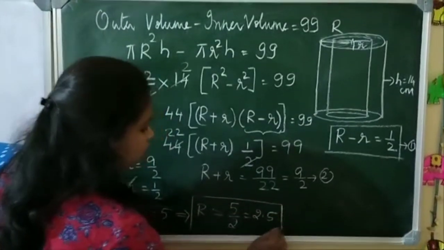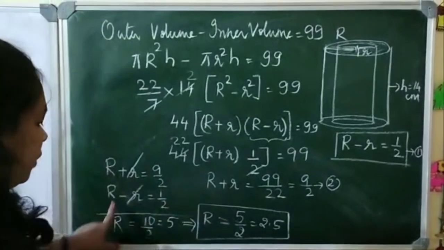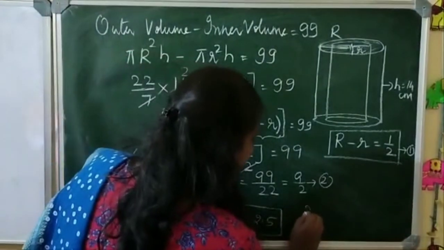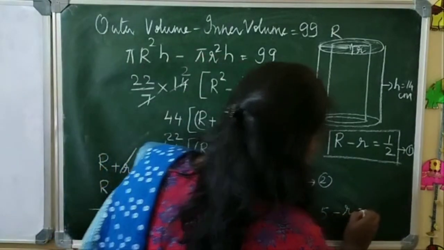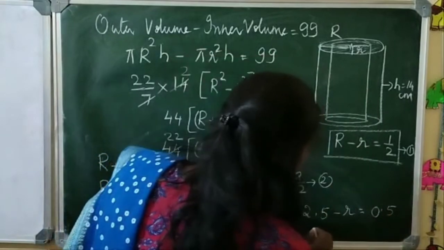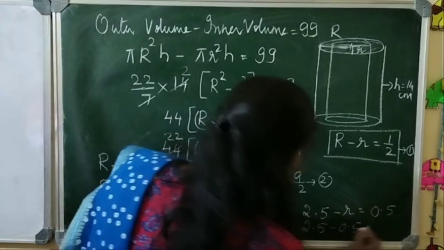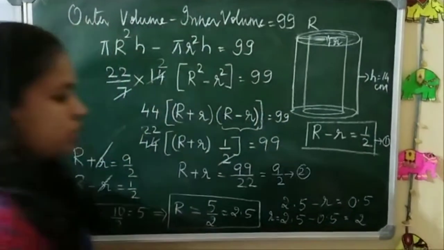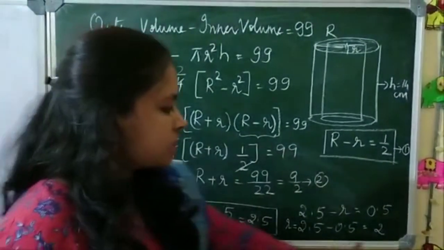Capital R is 2.5. So now you need to substitute in any one of the equations and find out. We know capital R minus small r is equal to half. So now your capital R is 2.5. So 2.5 minus r is equal to half, which can be written as 0.5. So now r will be equal to 2.5 minus 0.5, which is equal to 2. So now small r is equal to 2. So the final answer is capital R is equal to 2.5 and small r is equal to 2.